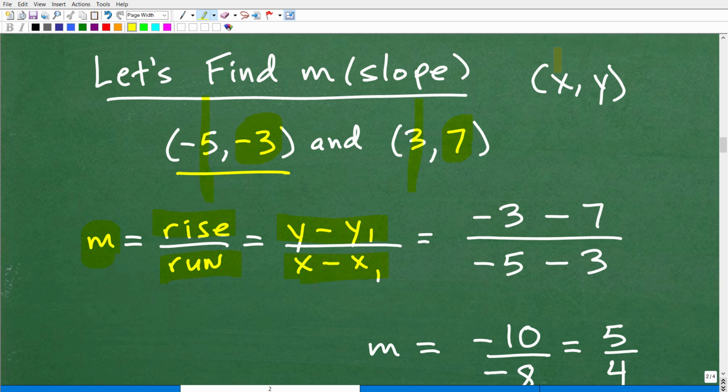These are the x coordinates right there. Okay, these are the y's. So hopefully this makes sense to you. So let's go ahead and find the slope. When I find the slope, I like to underline a point to prevent making a mistake.